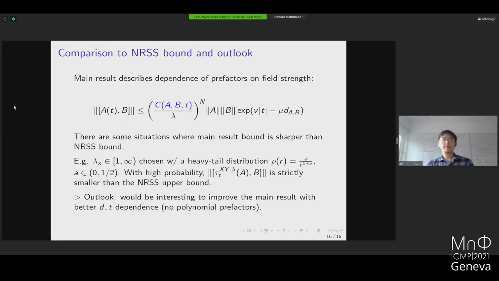So this is my last slide. We have done what we set out to do, which is to find some kind of dependence of the prefactor of the Lieb-Robinson bound on field strength. And there are situations where our main result is sharper than what you'd expect from the Lieb-Robinson bound that I showed before. So I have some example here. And I think the only item for the future that I would like to mention is that I would like to see a better dependence on the distance and the time, precisely for a moving ball that looks like three factors. But I'm not sure how to do it.